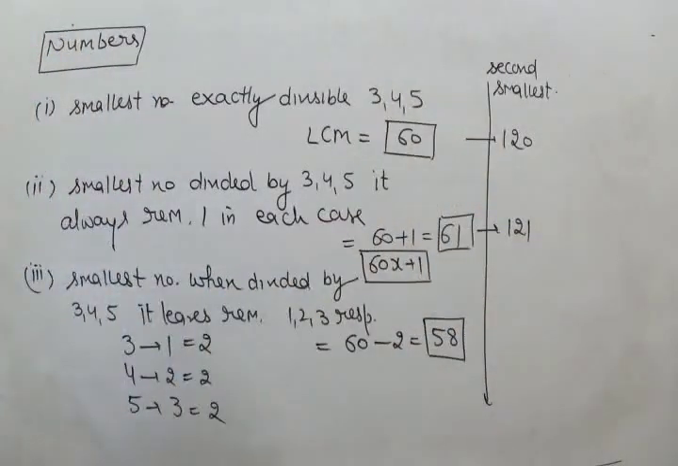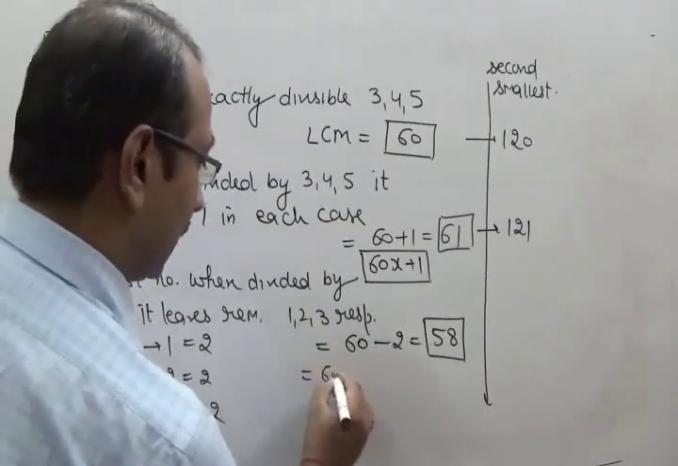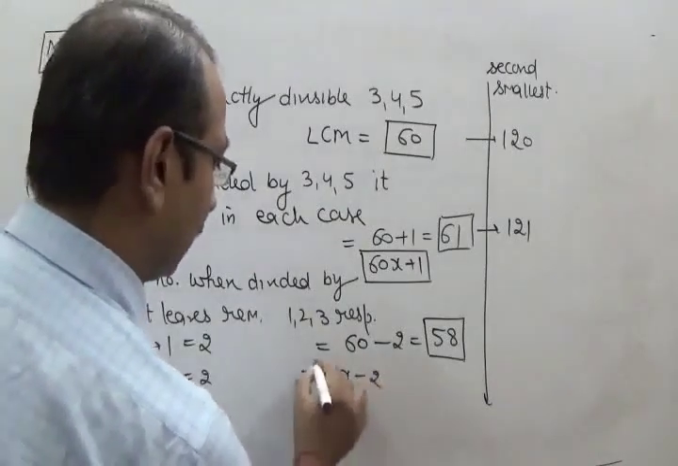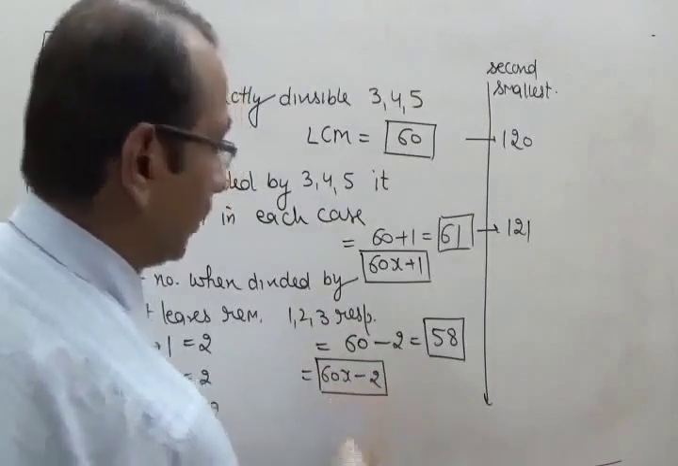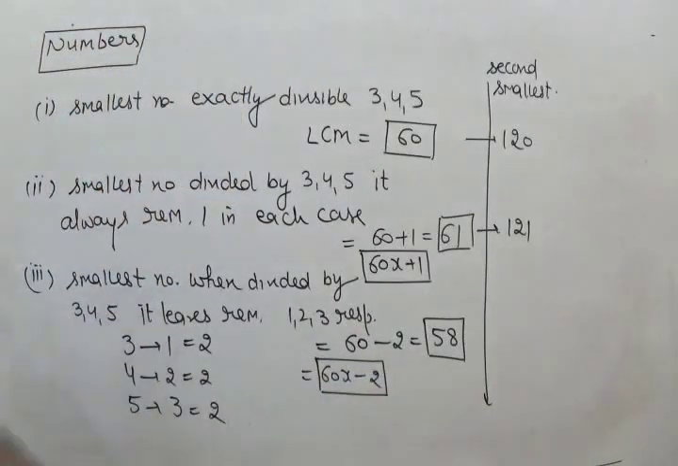Similarly for this question, here my general number is 60x minus 2. If I put x equal to 1, I get 60 minus 2, that is 58.